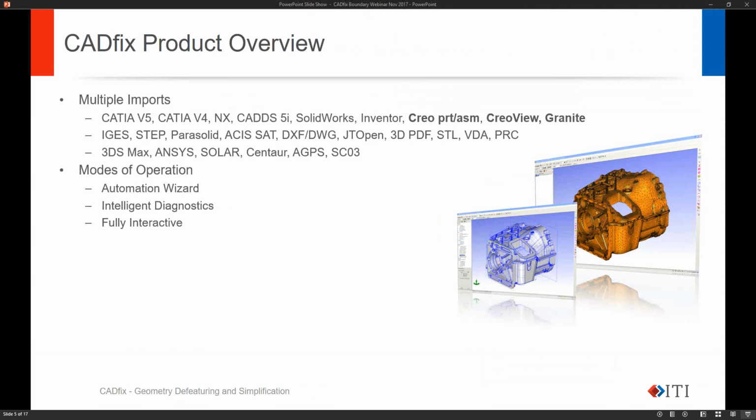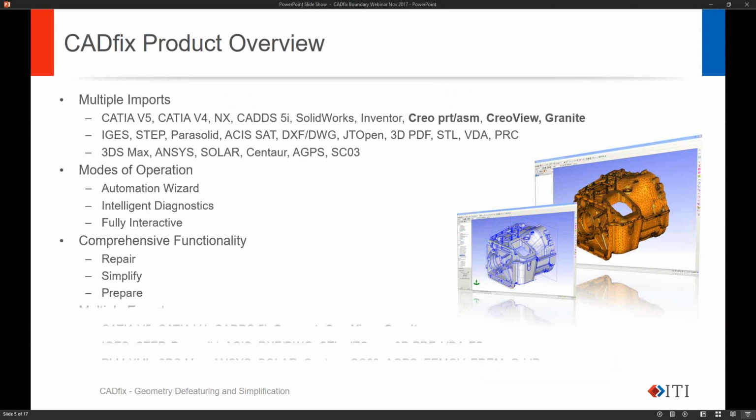There are 3 modes of operation. There's the automated wizard, which everyone likes to use. We have the intelligent diagnostics for when something goes wrong with a model and it needs repairing. And then we have the fully interactive tools, which enable users to launch individual tools and run those whenever they want. On the way through, you're not only doing translation, you may want to repair the model, do some simplification such as removing holes and fillets, and then we'll be preparing the model for wherever it's going out to. This is specific to the downstream system.